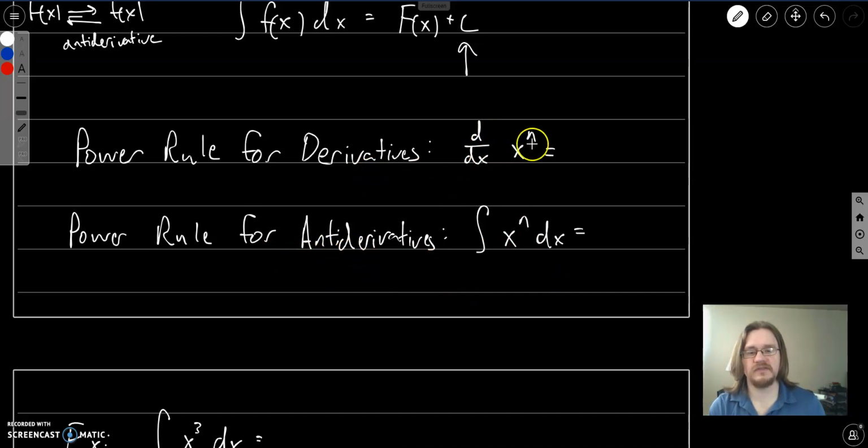So for derivatives, if I take the derivative of x to the nth power, this is something that we've been doing for a while now. We pull down the n, and then we raise it to the 1 less power. So it's a very particular order there. The power rule for antiderivatives should undo, or essentially do the opposite of this.